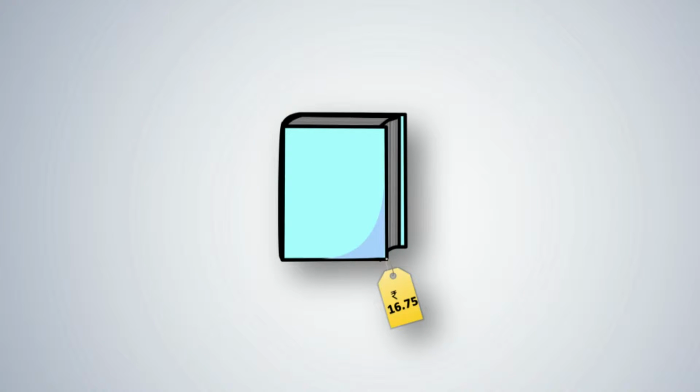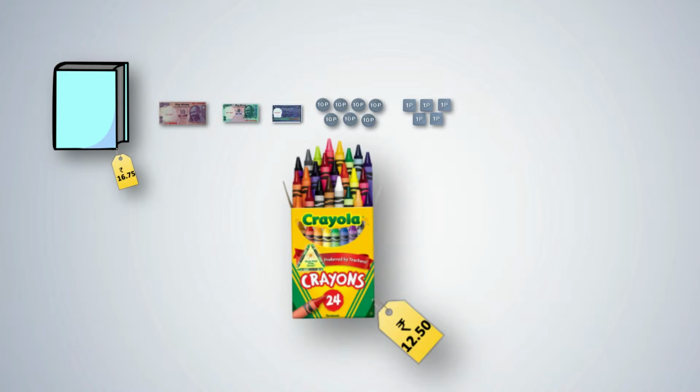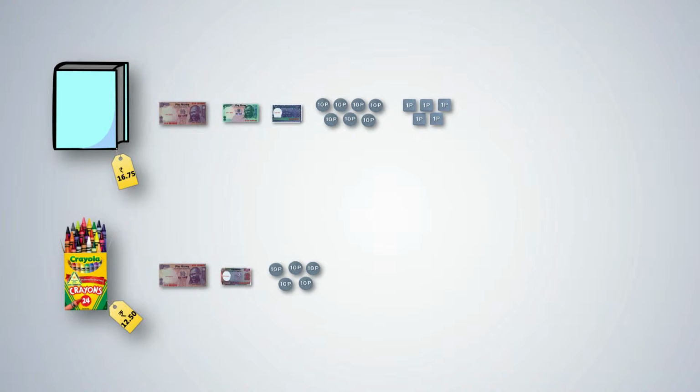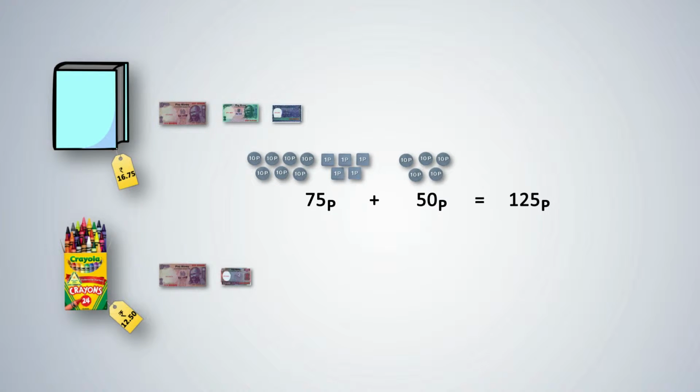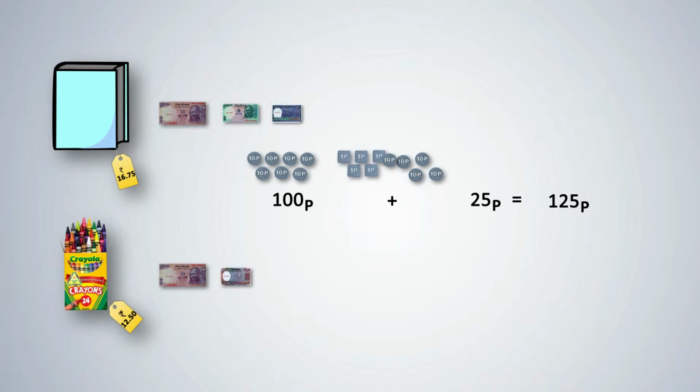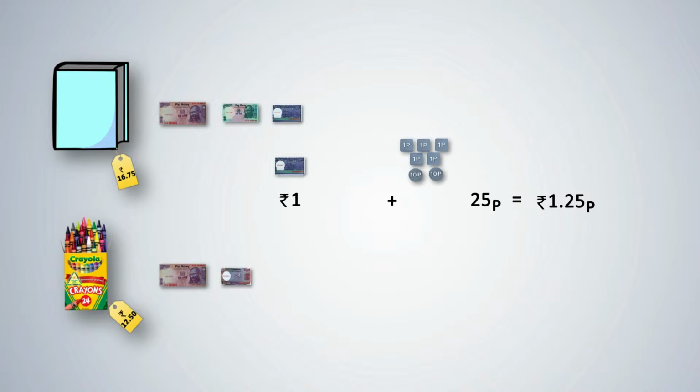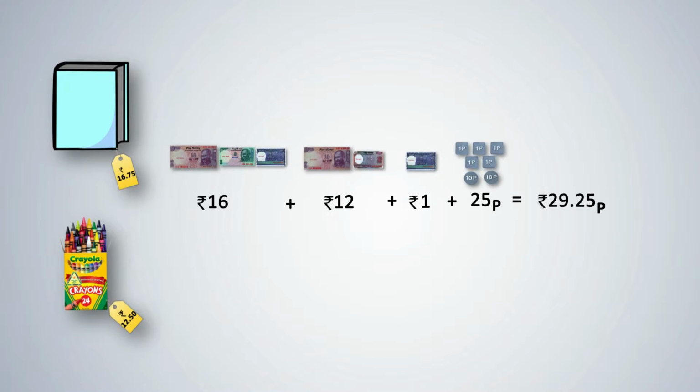Let students calculate the total cost of a drawing book for 16 rupees and 75 paise and a colour pencil box for 12 rupees 50 paise. 75 paise and 50 paise add up to 125 paise. 125 paise is 100 plus 25 or 1 rupee and 25 paise in coins. So, 16 rupees plus 12 rupees plus 1 rupee is 29 rupees. The total cost, thus, is 29 rupees and 25 paise.